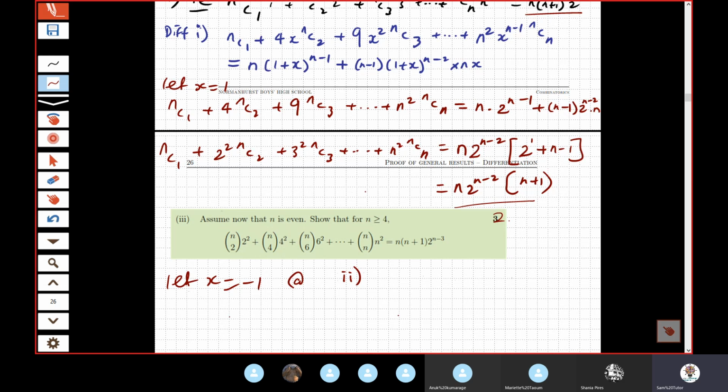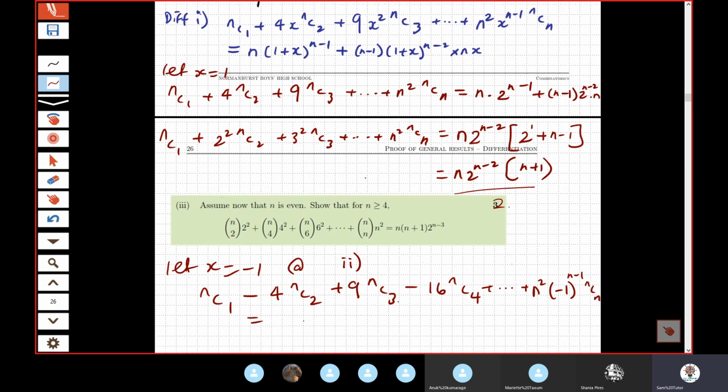So let's look up here, x is minus 1, right? So nC1 minus 4 nC2 plus 9 nC3 minus, let's say, 16 nC4 plus dot dot dot plus the last one's going to give you n squared times minus 1 to the power of n minus 1, n choose n, equals, you guys still with me? 1 minus 1 is 0, and then 1 minus 1 is 0, so 0 equals 0. So it all cancels and gives you 0.